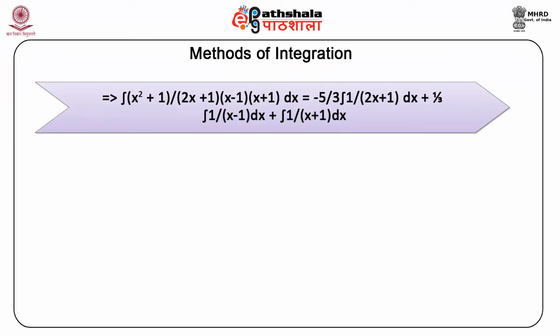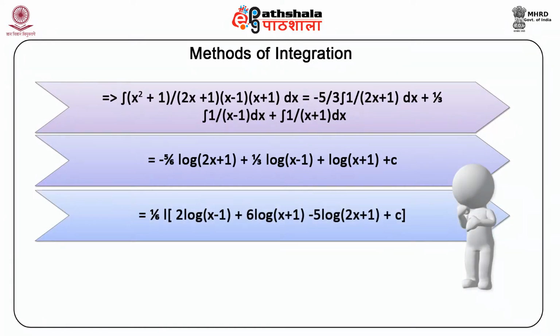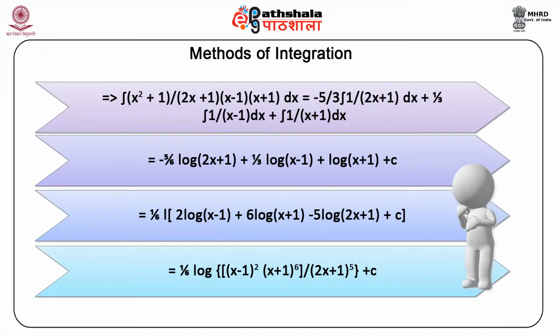Integration of x squared plus 1 divided by (2x plus 1)(x minus 1)(x plus 1) dx, which is equal to minus 5 divided by 3 integration of 1 divided by (2x plus 1) dx plus 1 by 3 integration of 1 divided by (x minus 1) dx plus integration of 1 divided by (x plus 1) dx, which is equal to minus 5 by 6 log (2x plus 1) plus 1 by 3 log (x minus 1) plus log (x plus 1) plus c, which is equal to 1 by 6 [2 log (x minus 1) plus 6 log (x plus 1) minus 5 log (2x plus 1)] plus c, which is equal to 1 by 6 log [(x minus 1) squared (x plus 1) raised to the power of 6] divided by (2x plus 1) raised to the power of 5 plus c.